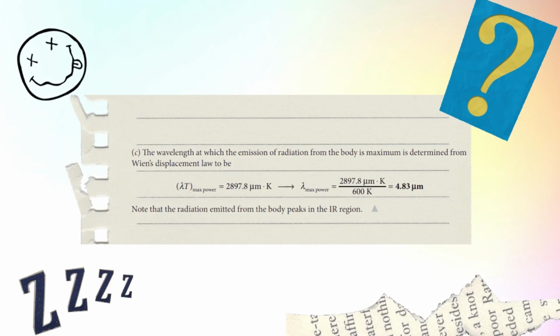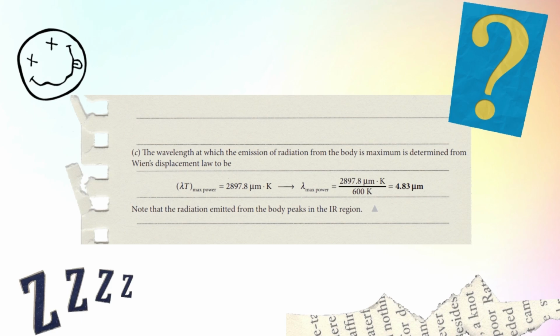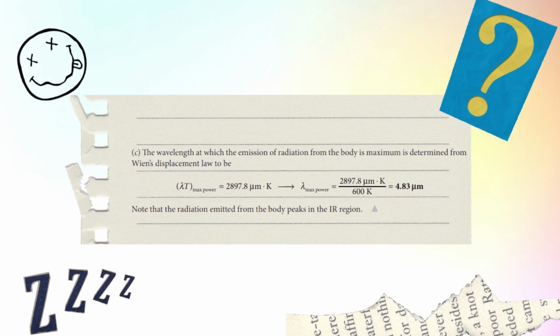The wavelength at which the emission of radiation from the body is maximum is determined from Wien's displacement law. Dividing Wien's constant by the absolute temperature given will give us an answer of 4.83 micrometers. Note that the radiation emitted from the body peaks in the IR region. And now for the next part of our report, I'll pass the floor to John Francis.